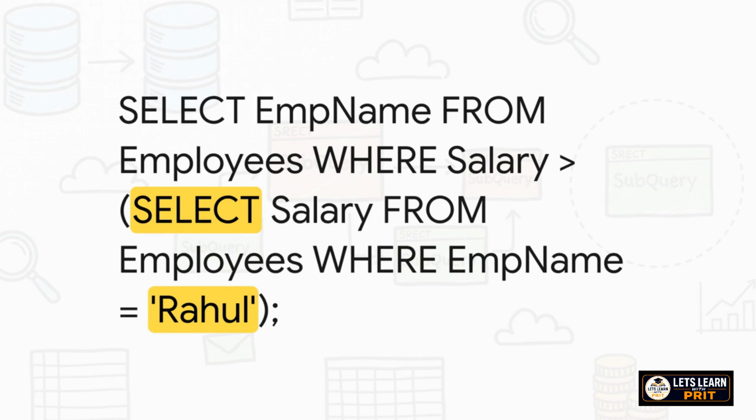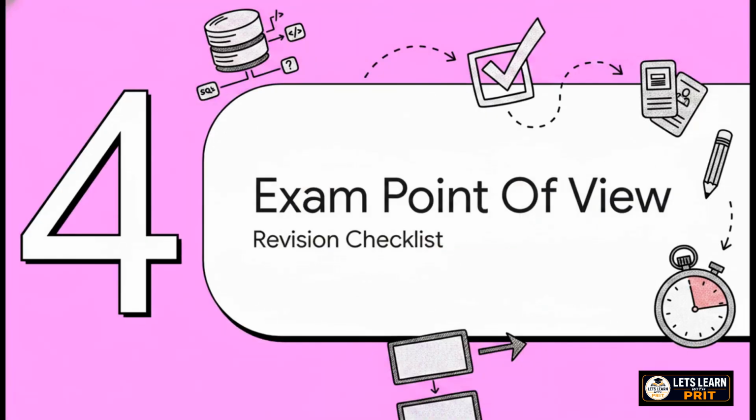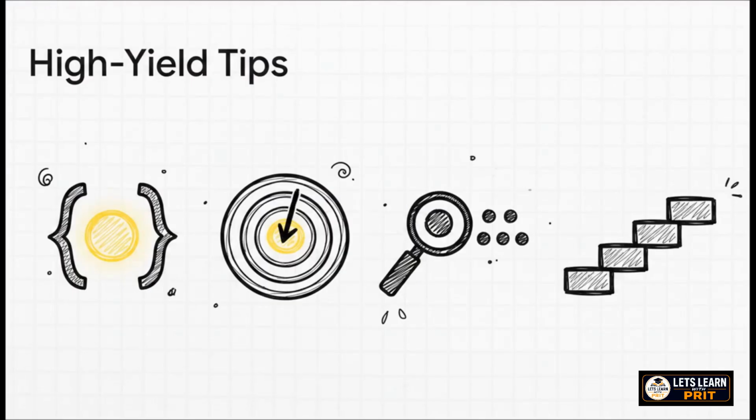Ekdom simple and logical. Section 4, Exam Point of View. Let's do a quick revision summary. We've covered the logic, the types, and the syntax. Now, here is your high-yield revision checklist to ensure you don't lose a single mark. Number 1, always enclose your inner queries in parentheses. Brackets lagana mat bhulna, otherwise syntax error ho jayega. Number 2, explicitly write down that inner queries execute first. Professors love seeing that. Number 3, match your operators. If your inner query returns multiple rows, make sure you are using in or any, not an equal sign. And number 4, write your syntax clearly step by step, just like we did with the table today.